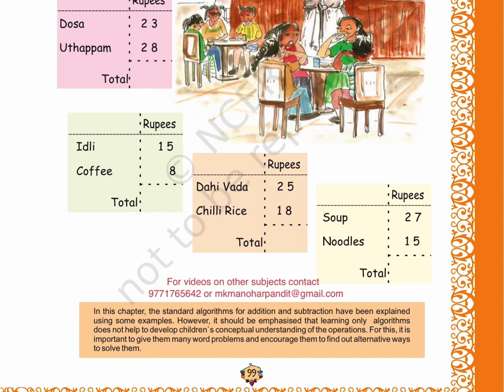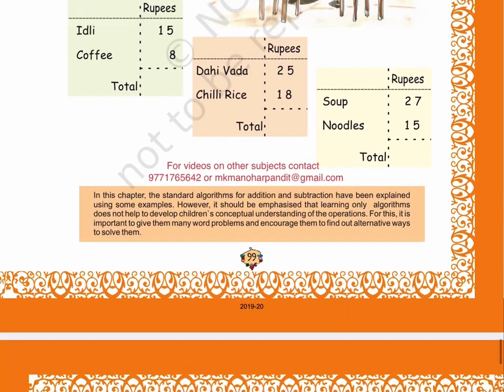Bill 4. Soup costs rupees 27 and noodles rupees 15. Then what will be the total bill amount? Row 1, column 1, soup, column 2, rupees 27. Row 2, column 1, noodles, column 2, rupees 15. Row 3, column 1, total, column 2, rupees dash.